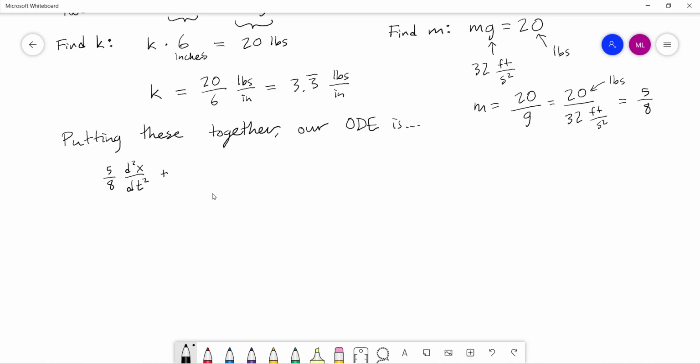Plus, what was k? k was 20/6, which I could write as 10/3, or we could write it as 3.3 repeating, but that was times x equals 0. And this is our differential equation.